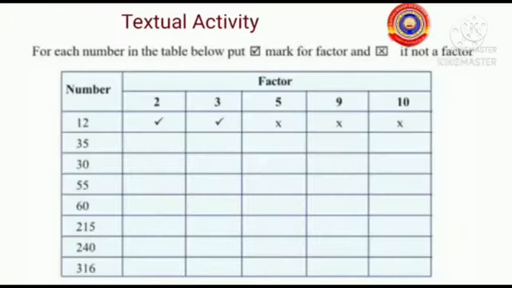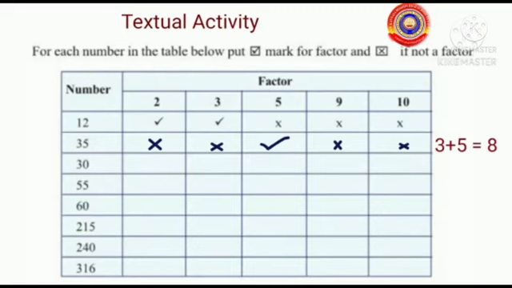Children, look at this textual activity. For each number in the table below, put tick mark for factor and cross mark if not a factor. First number is 12. 2 and 3 are the factors of 12, but 5, 9 and 10 are not the factors of 12. Next number is 35. The digit in the ones place of 35 is 5. So, 5 is a factor of 35. 2 and 10 are not the factors of 35.